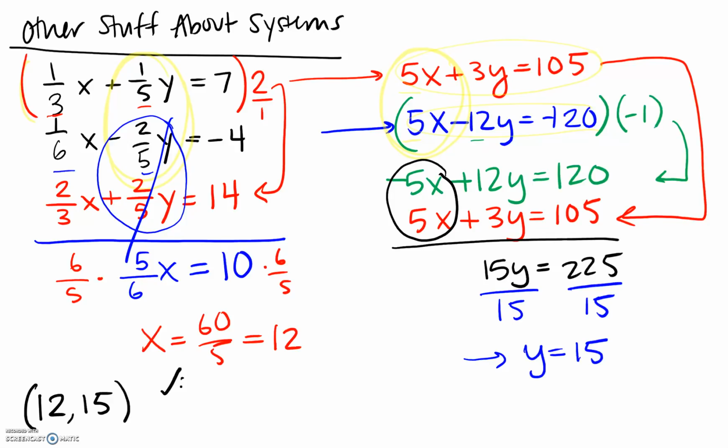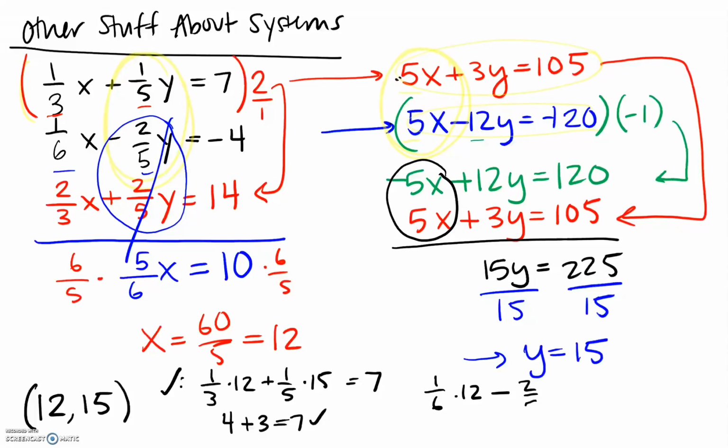Before we box it up, let's go ahead and check our work. We have 1/3 times 12 plus 1/5 times 15 is equal to 7. It is important when you check your work, you want to use the original equations, not the ones that you modified, because if you made any mistakes when you multiplied through, you're not going to catch your error. So this is 4 plus 3 is equal to 7. The first equation works. And the second equation, 1/6 times 12 minus 2/5 times 15 is equal to -4. 2 minus 6 is equal to -4. Also works. So we can box this up.